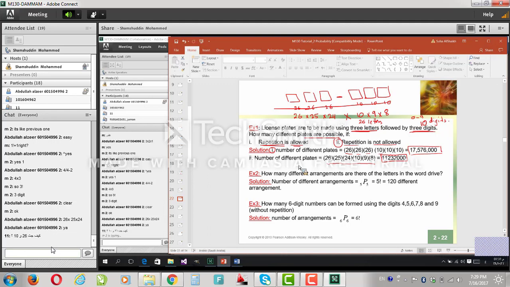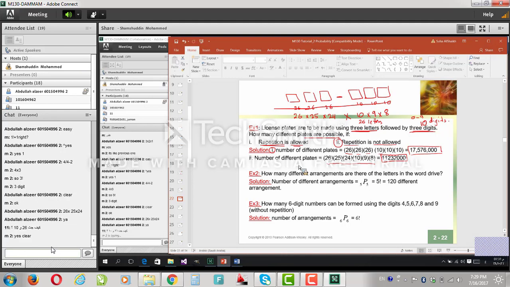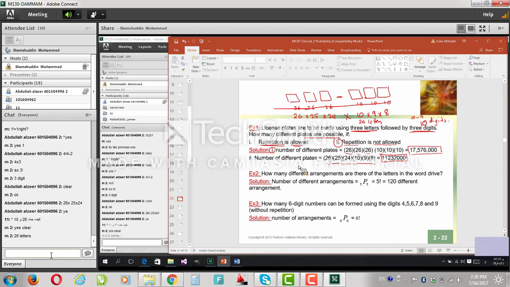How did I get 26? It says 3 letters. So what are the letters I have in general? I have the alphabet, A, B, C, and so on. I have 3 digits. They didn't specify the digits, so how many digits do I have? I have digit 0, 1, 2, 3, 4, up to 9. All the remaining numbers come from these 10 digits. So digits, 10.